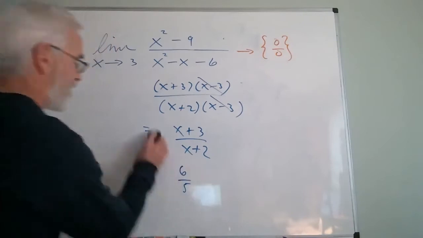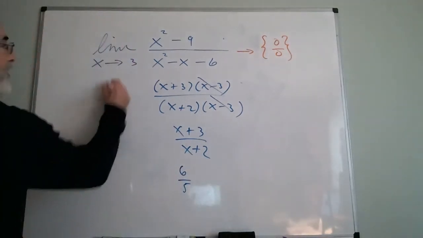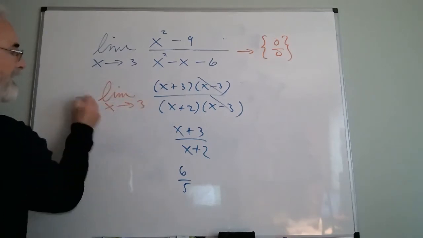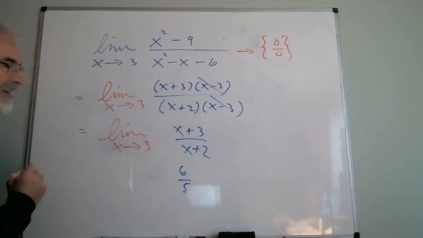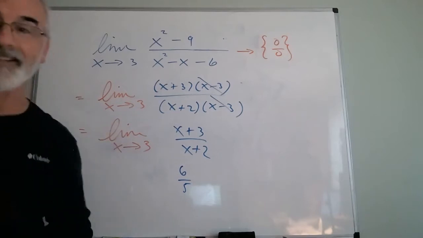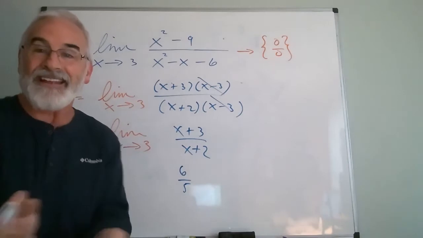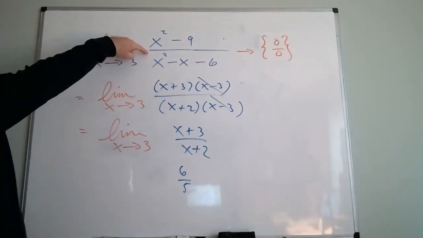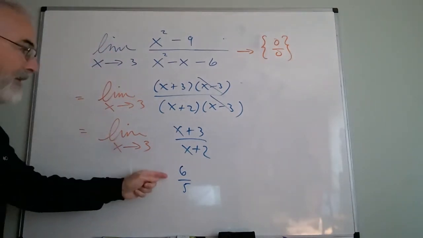So how do I fix this? The limit of this is equal to the limit of this, and the limit of this is 6/5. The function is not 6/5. The function is never equal to 6/5. That's not in the realm of possibility because there's a removable discontinuity. There's a hole there. Oh, but the limit is equal to the limit, and now I can evaluate.